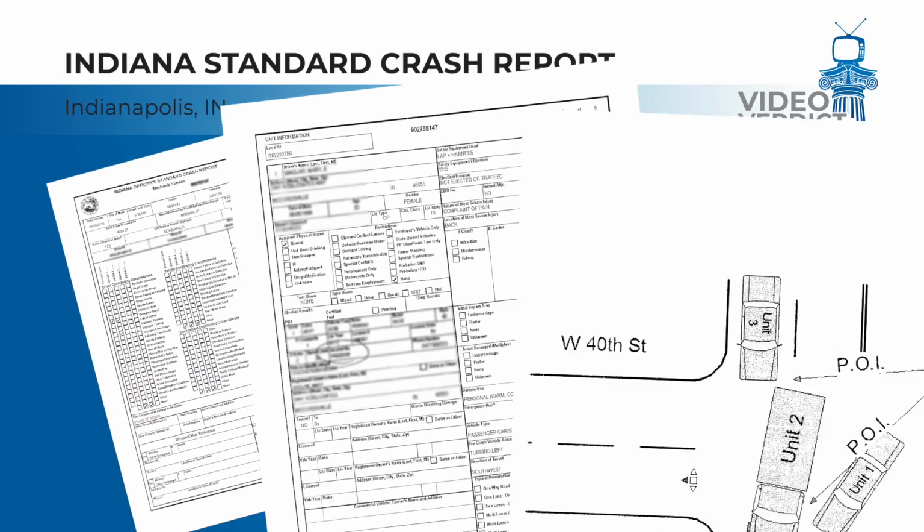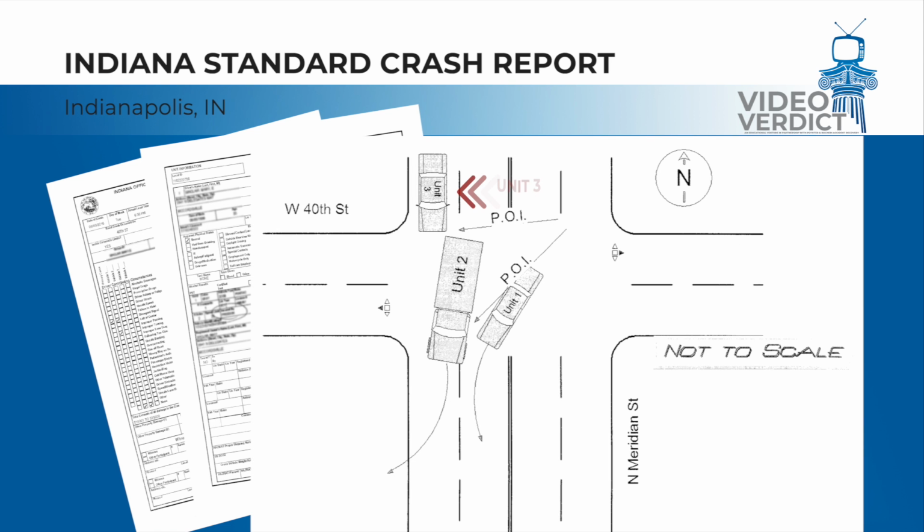However, this video does not tell the whole story. If we take a look at the police report, we can see the police diagram shows that there was a third car that was involved in the accident. The third car was behind and to the right of the bus and was caught up in the crash when the bus swerved from the left lane to the right lane.